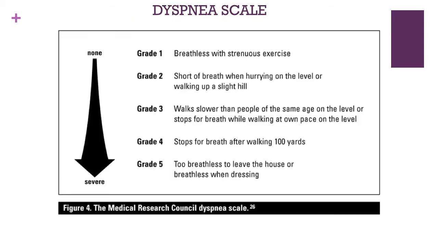There are various scales that allow us to grade dyspnea from grade 1 to grade 5. So this is the classic dyspnea scale. Grade 1 is you get out of breath with strenuous exercise. That's normal. Grade 2 is you're short of breath when hurrying on the level or walking on a slight uphill. Grade 3 would be walking slower than other people of the same age while being out of breath. Grade 4 is you stop for breath after walking 100 yards. And grade 5 is too breathless to leave the house or breathless when getting dressed.